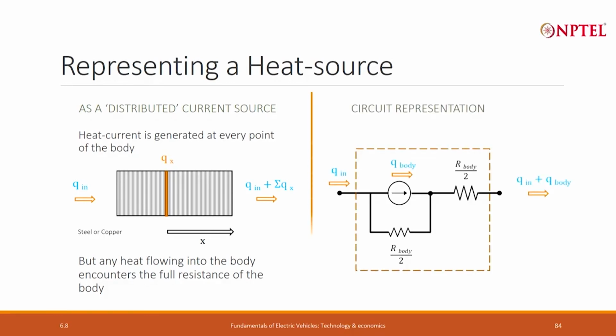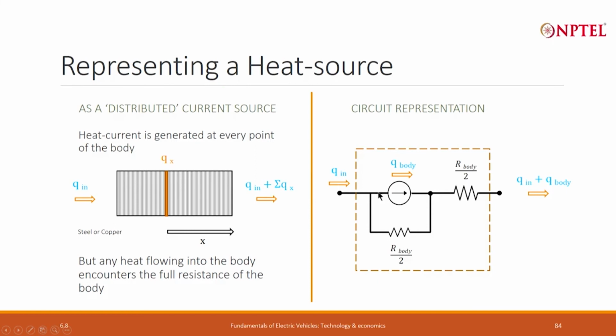So, I make a slight adaptation of the Norton circuit by putting half the resistance in parallel and half of it in series. The heat getting generated by the body will encounter half the resistance, but the heat coming in from outside into the body will flow like this and then like this. It will not flow like this. Why will the heat coming in not flow like this? Because the resistance in the Norton representation is infinite. So, it cannot flow through this, it will flow like this and then flow here.